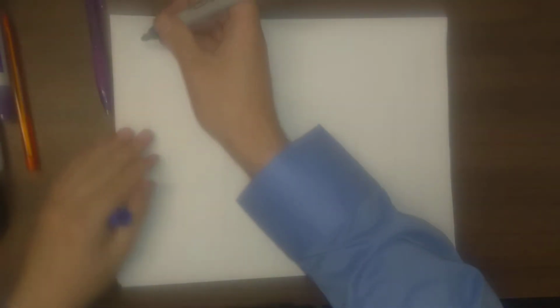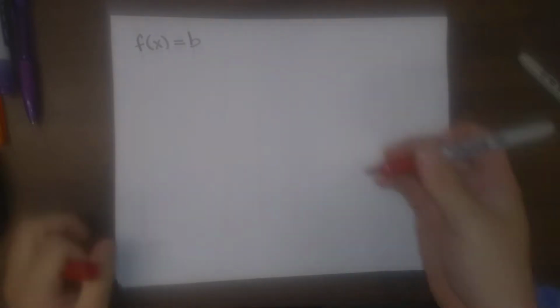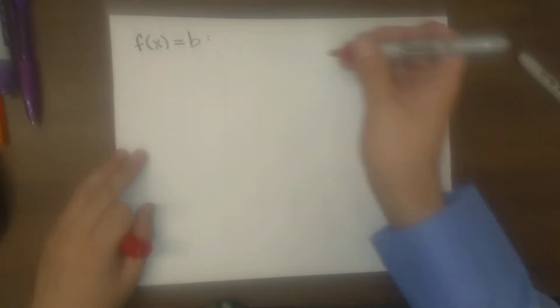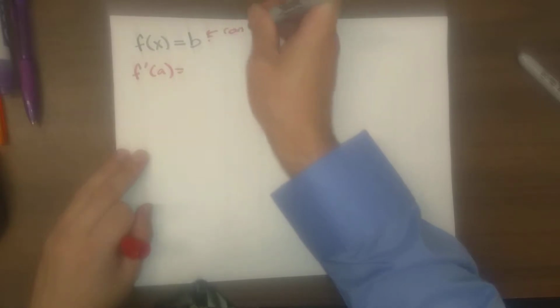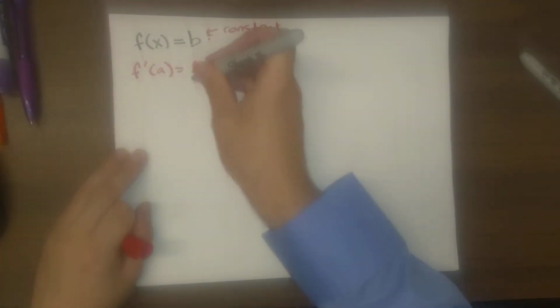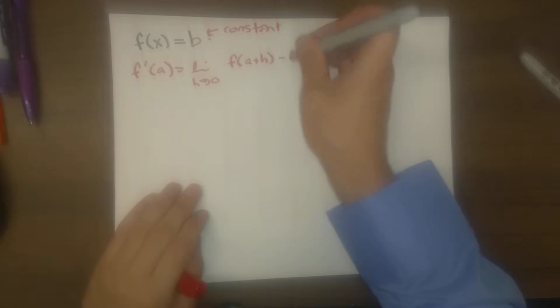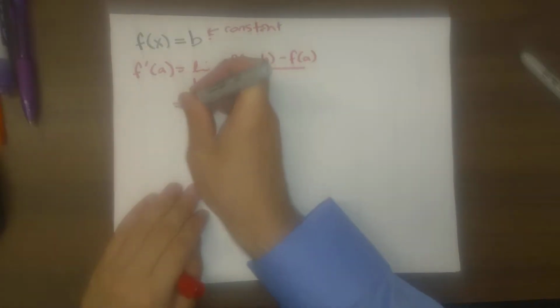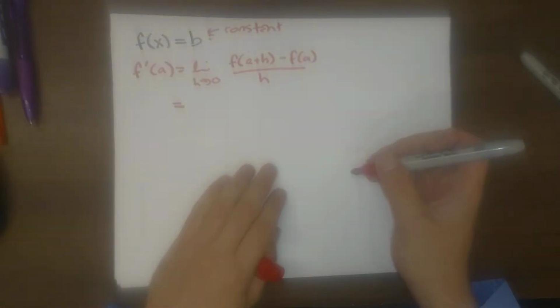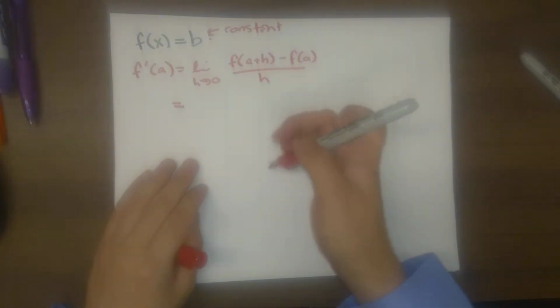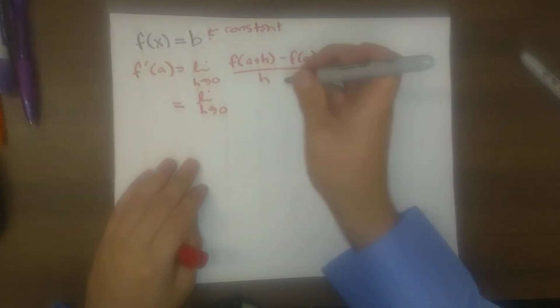The first family that we're going to be talking about is going to be constant functions. So suppose that f of x equals b, so we're working with a constant function here. And let's apply the definition. So f prime of a, where b is a constant, is the limit as h goes to 0 of f of a plus h minus f of a over h. Now, the function is a constant, and so f of a plus h and f of a are both the same thing. They are both equal to b.